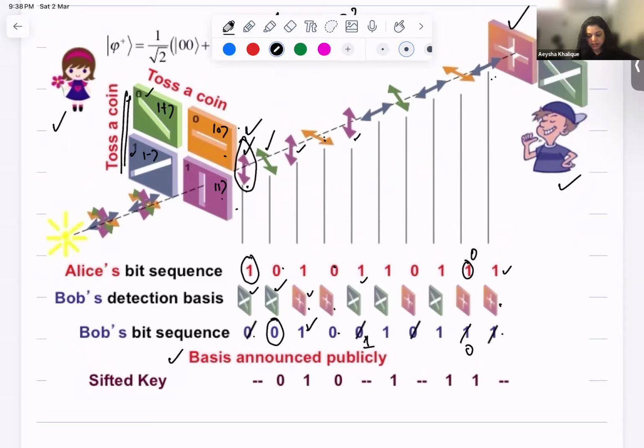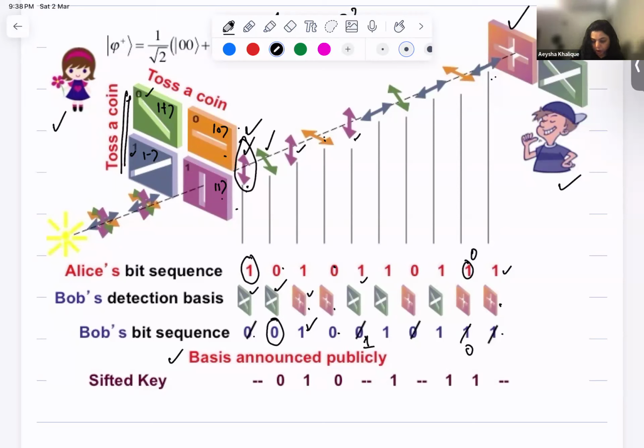When they announce the basis, not the bit values, right? They announce what the preparation basis was and what the measurement basis was, and they compare their bases. We know, and they know, that if their bases match, their bit values will exactly match. And in the case their bases do not match, then their bit values will match only 50% of the times. So they know exactly that where the bases match, their results actually exactly match.